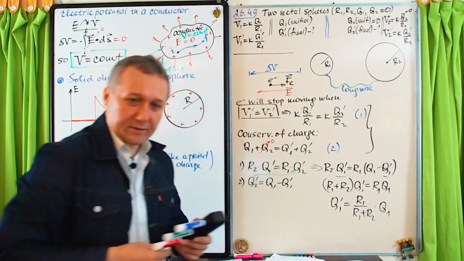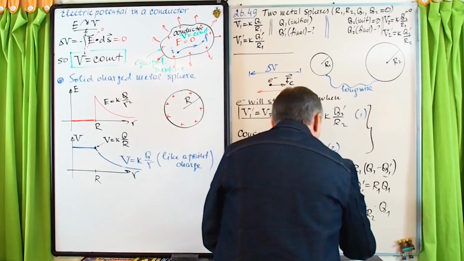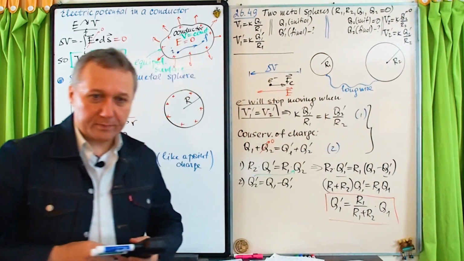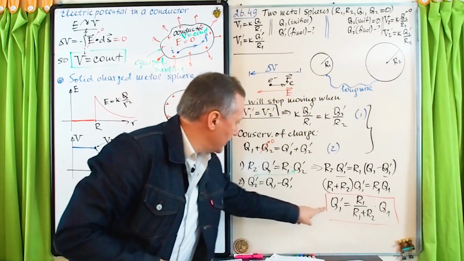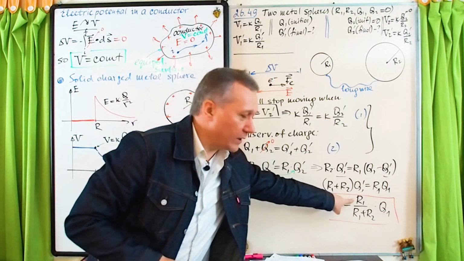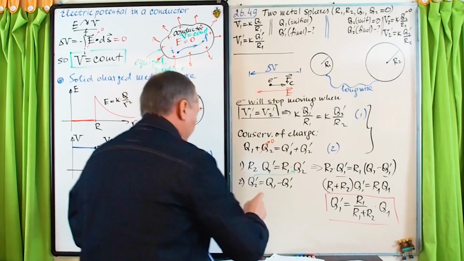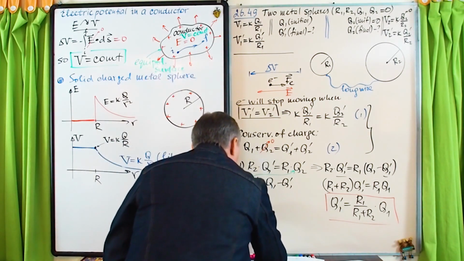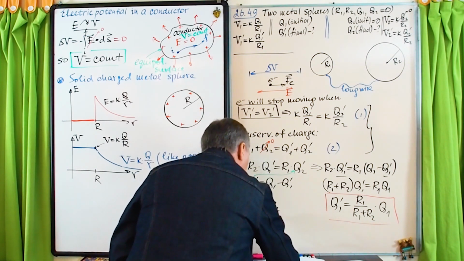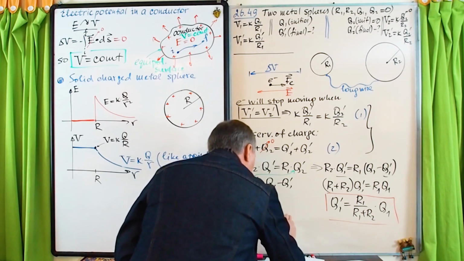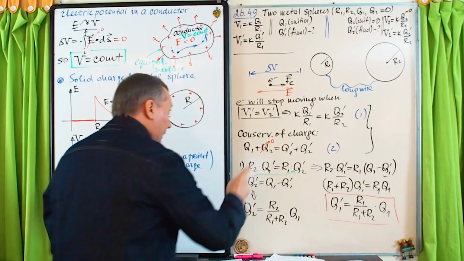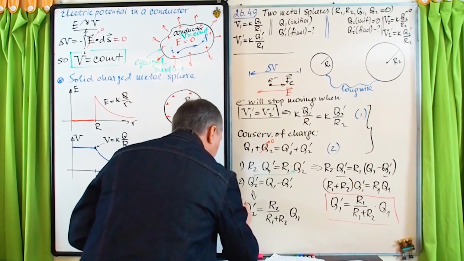So that's the answer, the amount of charge left in the first sphere, which was originally charged. And now you can plug this into the second equation and get Q2 prime. It will be exactly the same, but here you will have R2. So Q2 prime equals R2 divided by R1 plus R2, times Q1. That will be the amount of charge in this second sphere.